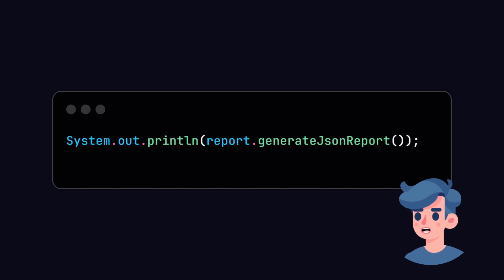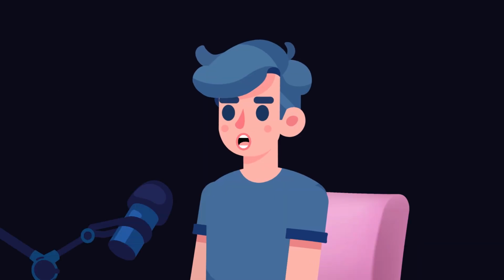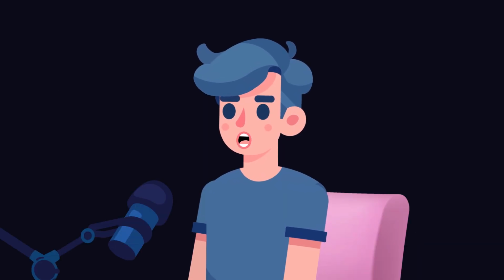After adding the JSON report generation, you can call this method in your main method to see how it outputs the report in JSON format. So now, when you run your program, you should see both the textual report and the JSON report in the console.